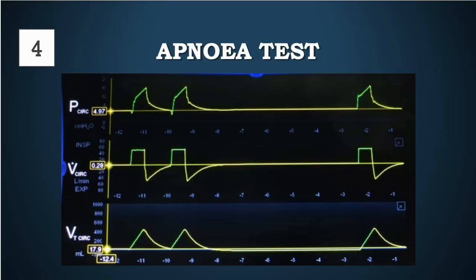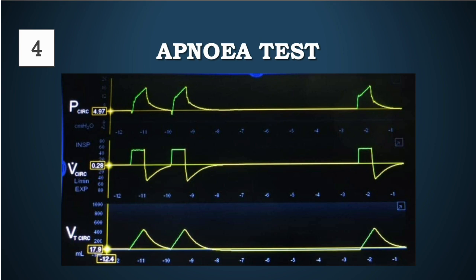I'm going to spend a little bit of time here on the apnea test because I think this is probably the most complicated of all the tests to do, and it's something that everybody dreads. Somehow people are scared of doing this. I don't know why, but it is something that people find daunting.